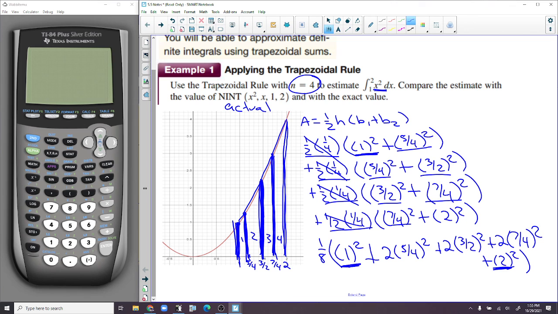Should we get an answer at least? Let's see, 1/8. 1 plus 25/16, so 50/16. Plus 9 fourths, 18 fourths. That probably reduces, but who cares? 49, so 2 times 49/16, whatever that is. I'll let the calculator do the work. And then plus 4.